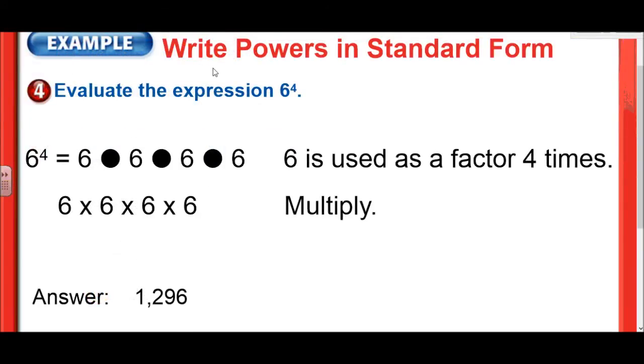And here's our next example. We're supposed to evaluate the expression 6 to the 4th power. Again, evaluate simply means to solve. An expression is a math problem without an equal sign, and here it is right here, 6 to the 4th power. That means 6 is used as a factor 4 times. It means we're supposed to multiply those 4 6s. 6 times 6 is 36. 36 times another 6 is 216. And it turns out 216 times another 6 is 1,296.